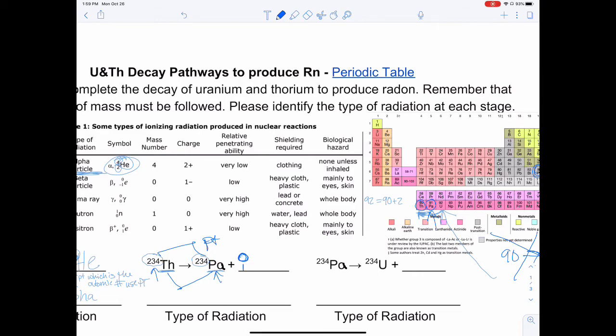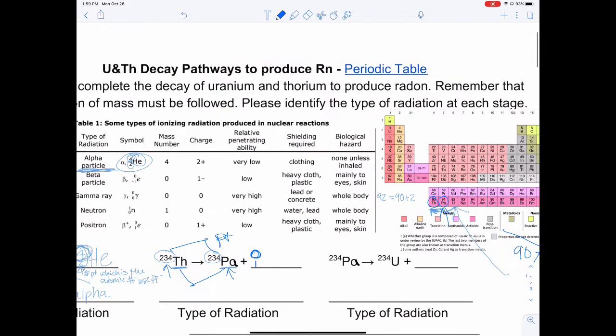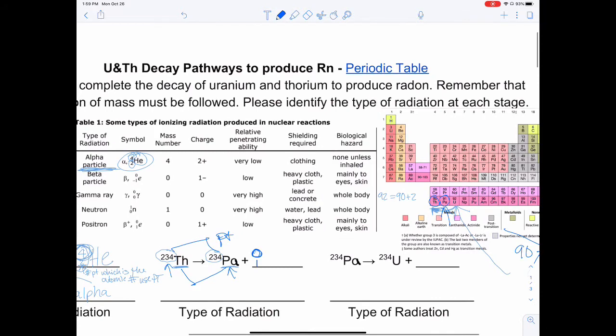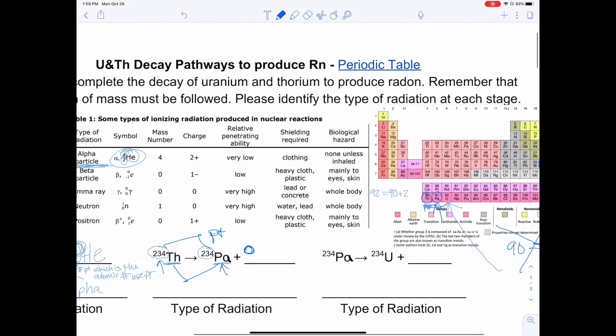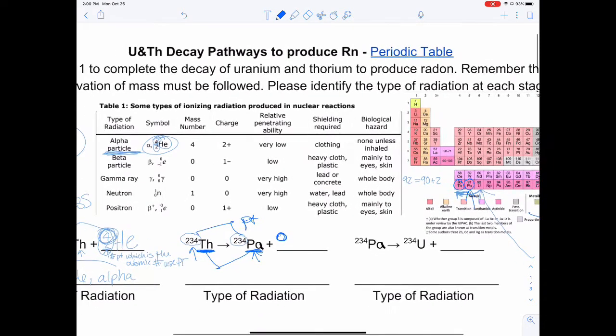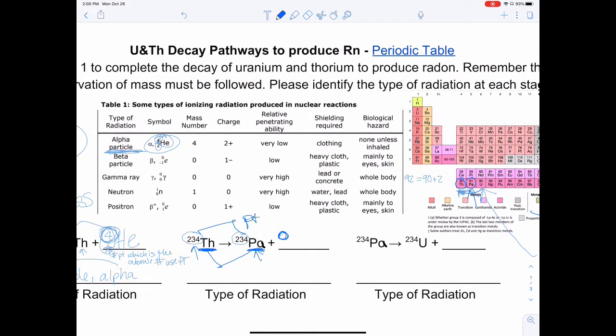So something happened to give us an extra proton. We have one proton here that's not being emitted. The proton is hanging out in it. The thorium changes and ends up with an extra proton in its nucleus. And then what's being emitted here, whatever it is, doesn't have any mass.